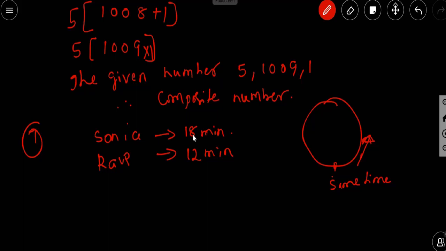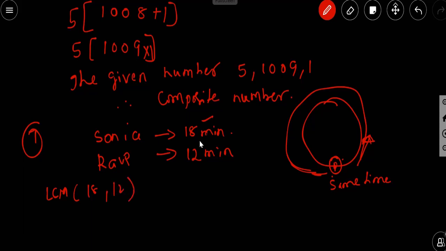Once they start moving around the round, what is the question? After how many minutes are they going to meet at the same point? That means we have to calculate the least common multiple. Sonia is taking 18 minutes, Ravi is taking 12 minutes. So we have to calculate the least common multiple of 18 and 12, that is LCM of 18, 12.